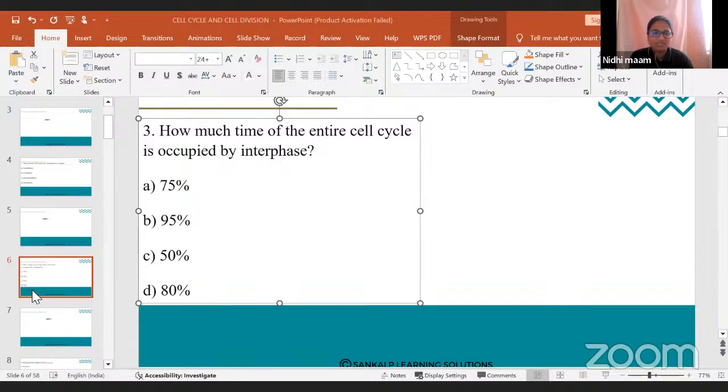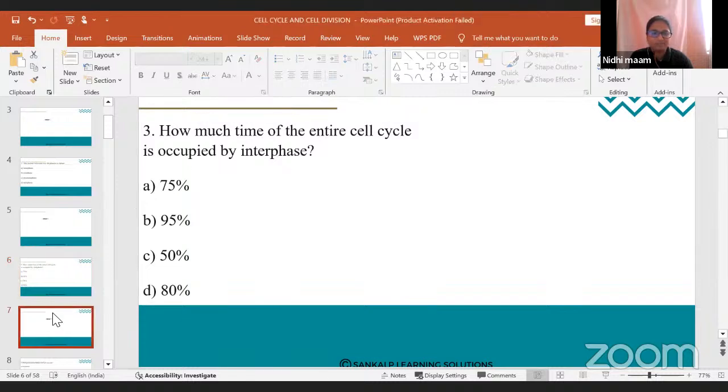So the right answer for this question is option B, that is 95%. Option B, 95%, is the right answer. Yashwant also answered it.